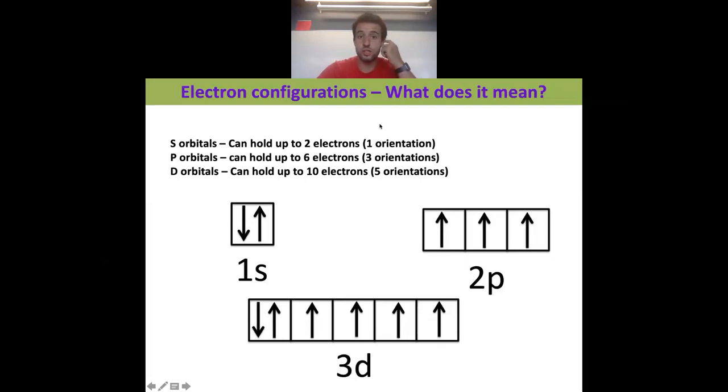But the important thing to write is up top here. S orbitals can hold 2 electrons, which means they have 1 orientation, so 1 box. P orbitals can hold 6 electrons, that means 3 orientations or 3 boxes. And then D orbitals, they have those 5 boxes because they can fit up to 10 electrons. So think right here in this box, you could squeeze 4 more in if you needed to. And that way each box has 2 arrows or 2 electrons.